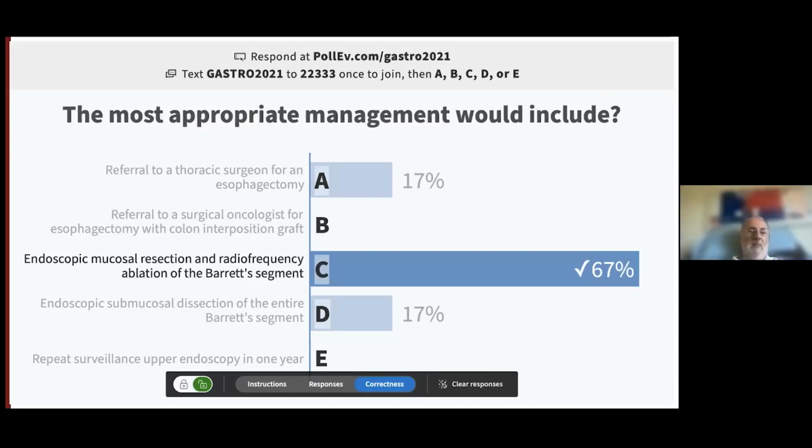Absolutely, and a proper evaluation of the Barrett segment with meticulous attention to any kind of nodular or even ulcerated area has to take place, so you know what you're dealing with and you know where the main enemy is, and address that first, followed by the overall residual ablation of the Barrett segment.